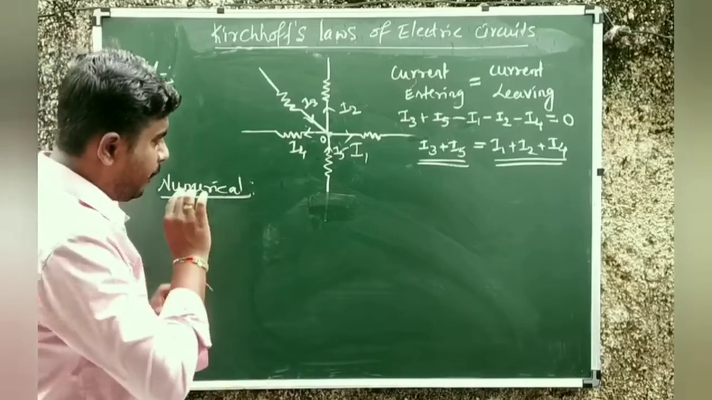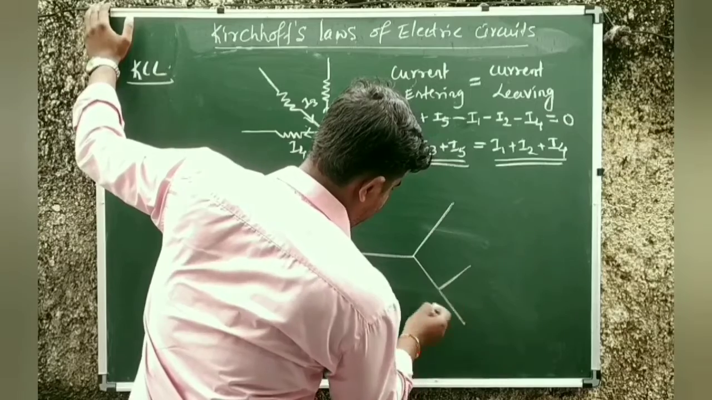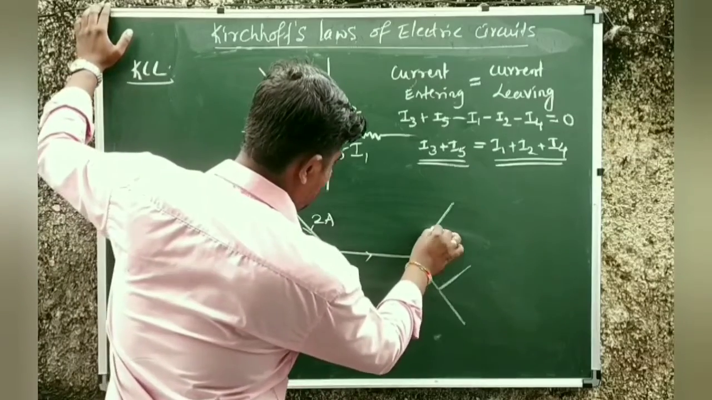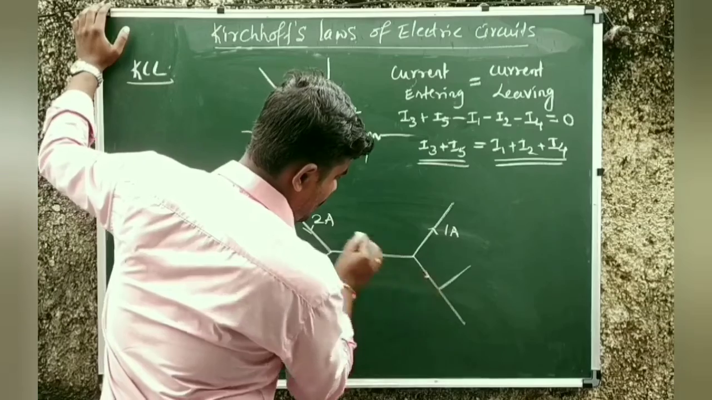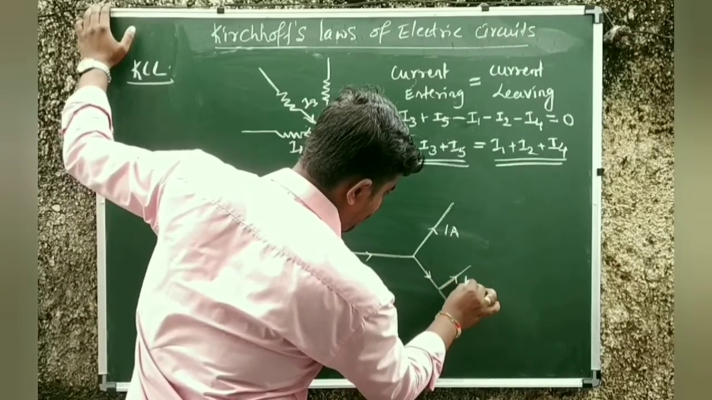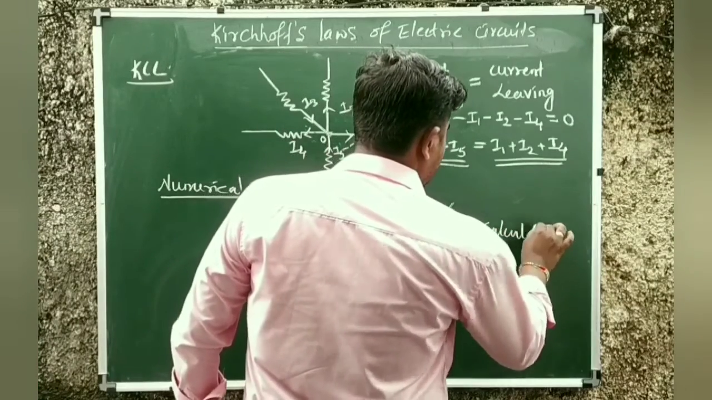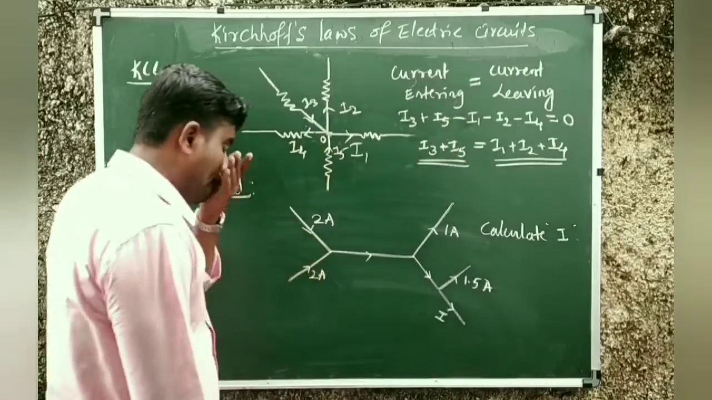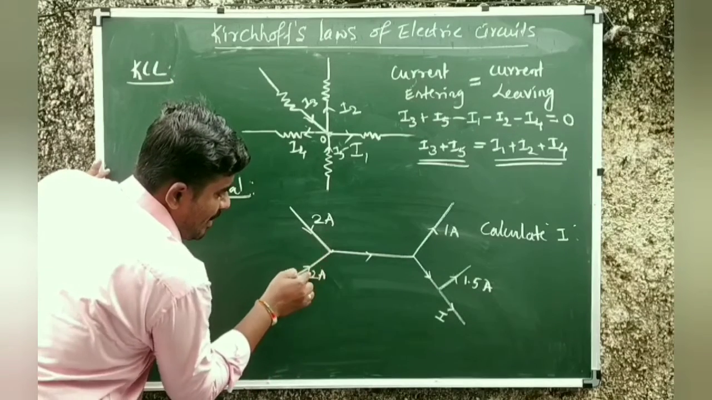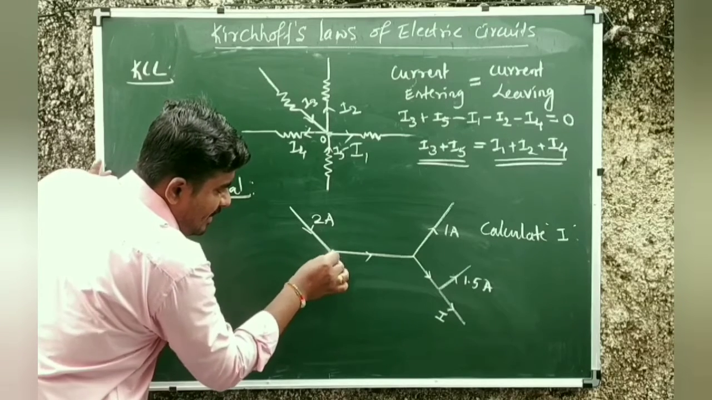Numerical. See here. Two ampere, 1 ampere, this is I, and this is 1.5 ampere. Calculate I. Let us consider this as a junction. 2 ampere current is entering the junction. Therefore, 2 ampere plus 2 ampere is 4 ampere. So, 4 ampere current enters the junction.